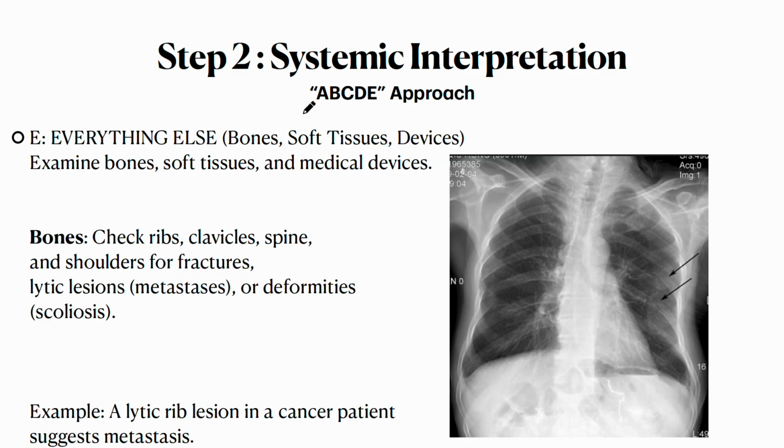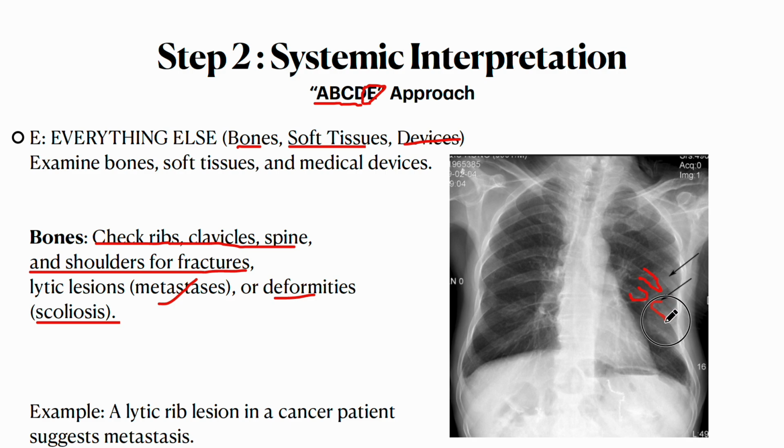So we have completed A, B, C, D, and E is everything else. What belongs to everything else? Bones, soft tissues, and devices. So let's do the bones first. We have to check ribs, clavicles, spine, and shoulders for fractures, lytic lesions or metastases, and then deformities like scoliosis. Here you can see the rib fracture is there, right?